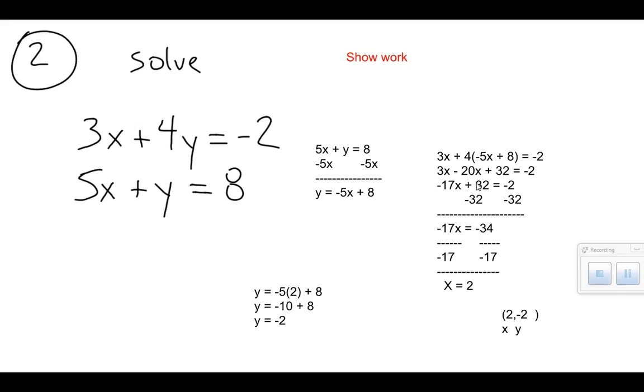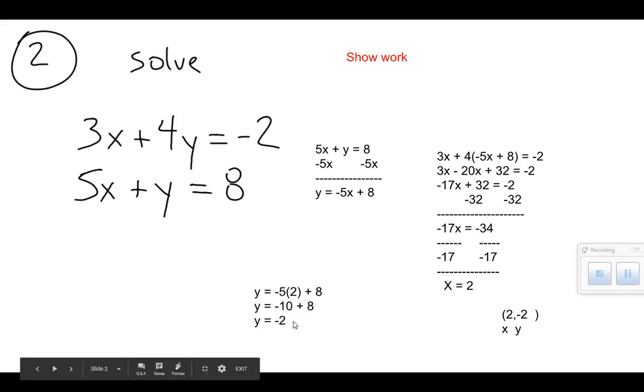Opposite of adding 32, subtracting 32 on both sides gives me negative 17x equals negative 34. Opposite of multiplying is dividing by negative 17, which gives me x equals 2. Take that answer, plug it back in. So if I go back to this original y equals negative 5x plus 8, and where that x is, plug in a 2, I get negative 5 times 2, negative 10, plus 8 is negative 2. So putting those answers in the right place, x is 2, y is negative 2.